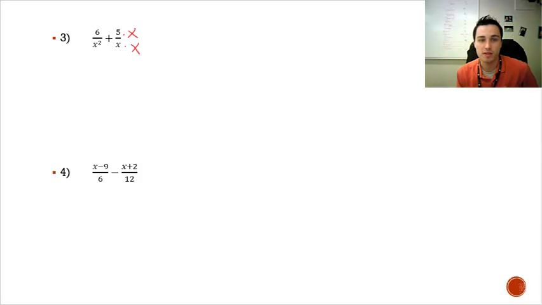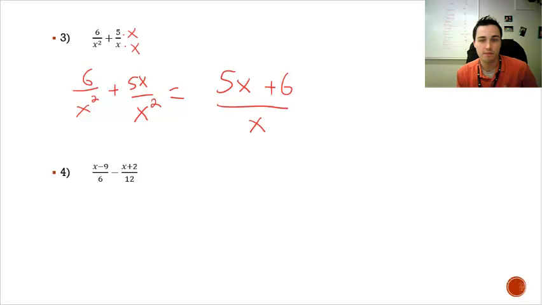So this first one stays 6 over x squared, because we didn't have to multiply it. But this becomes 5x over x squared. And then 6 plus 5x, well, in standard form, the 5x would go first, plus the 6 over x squared. And that's it for that one, because again, there's no simplifying to do on that one there.